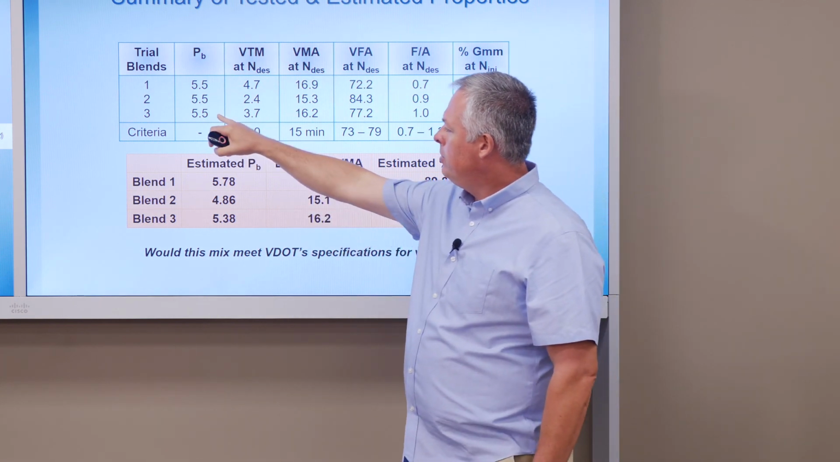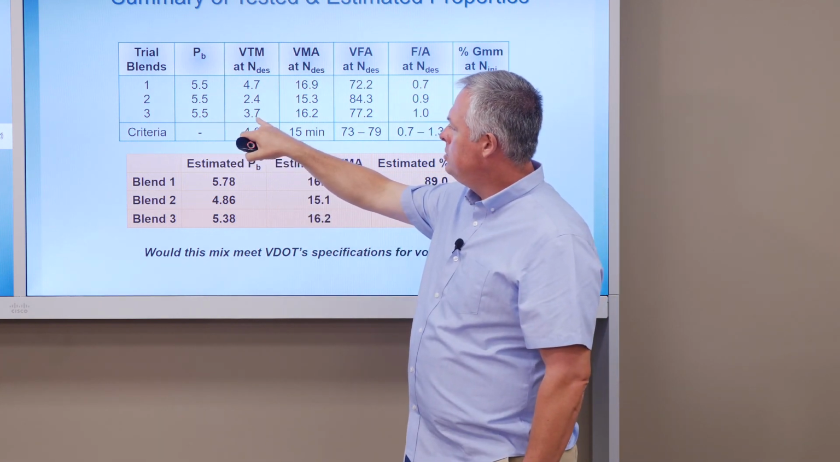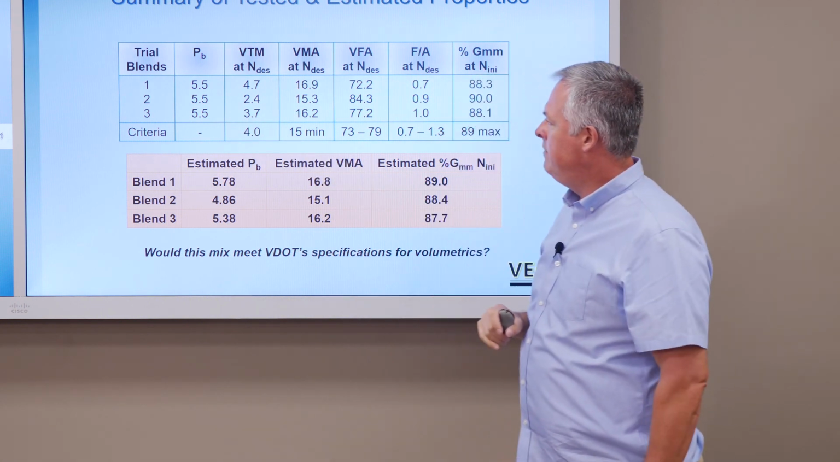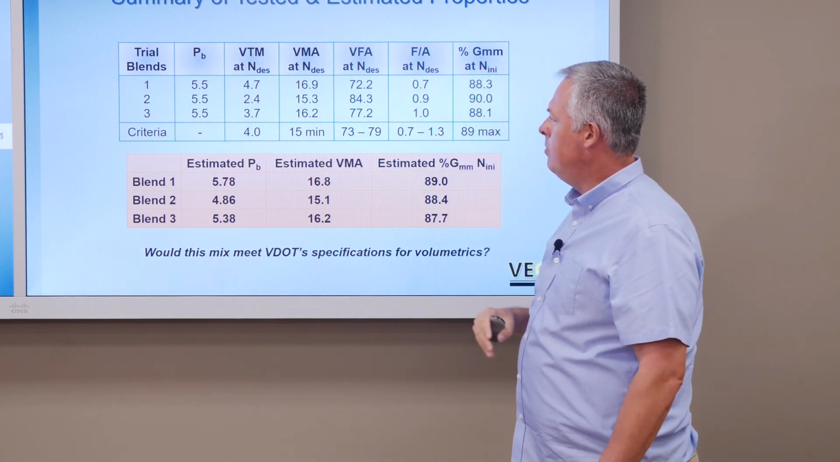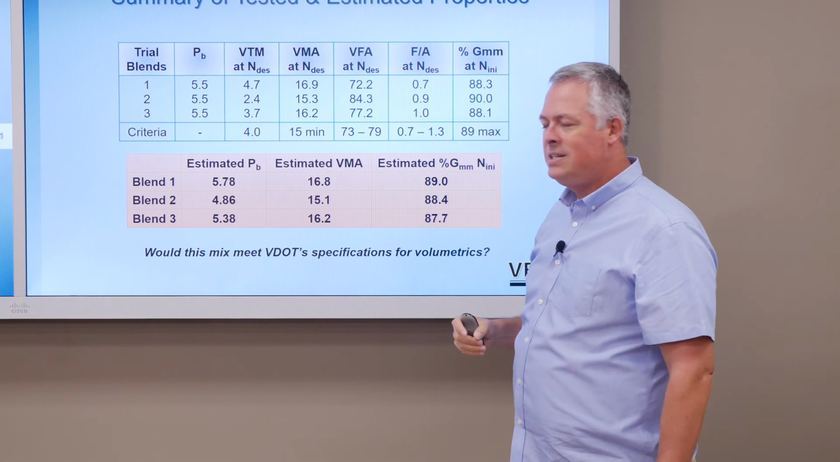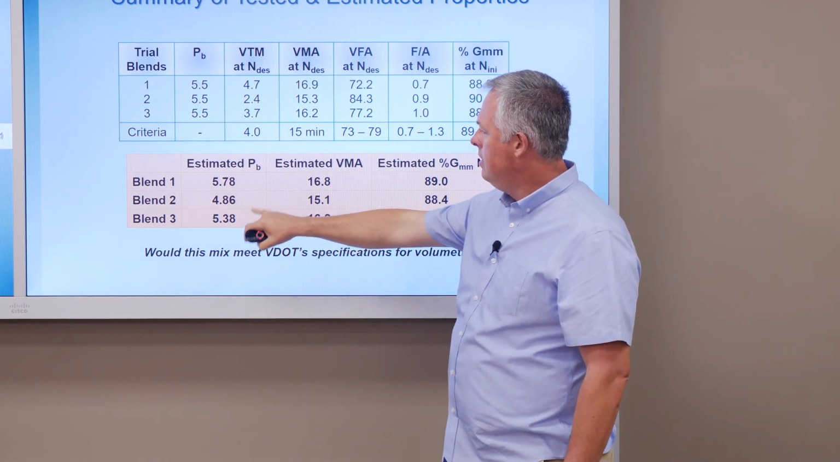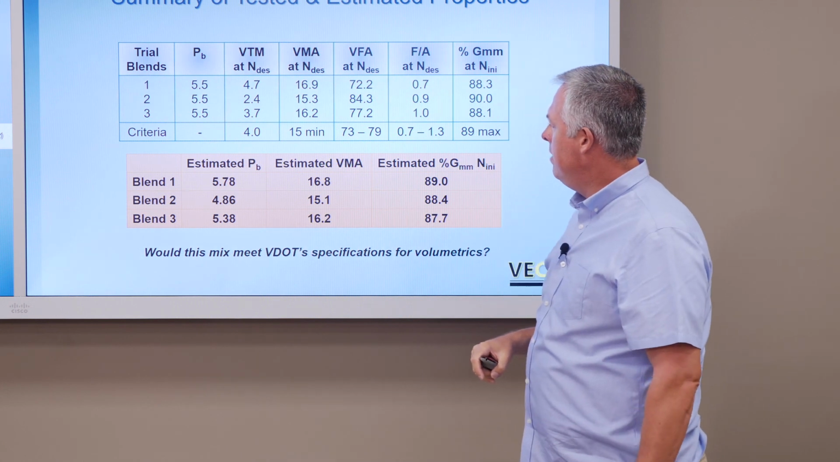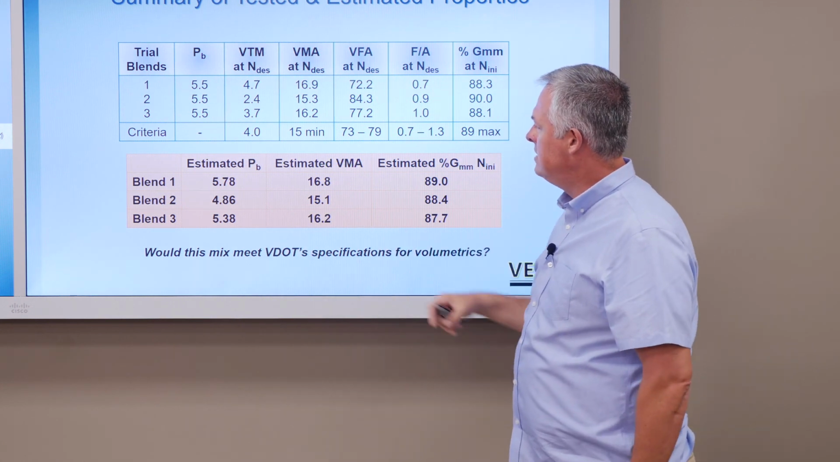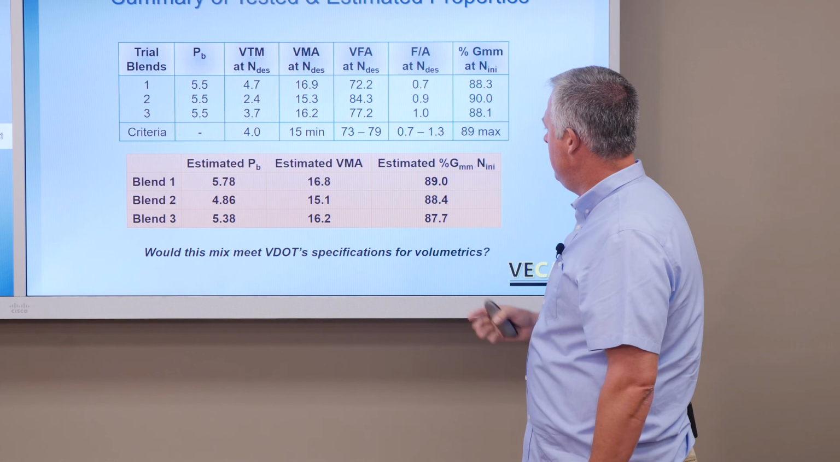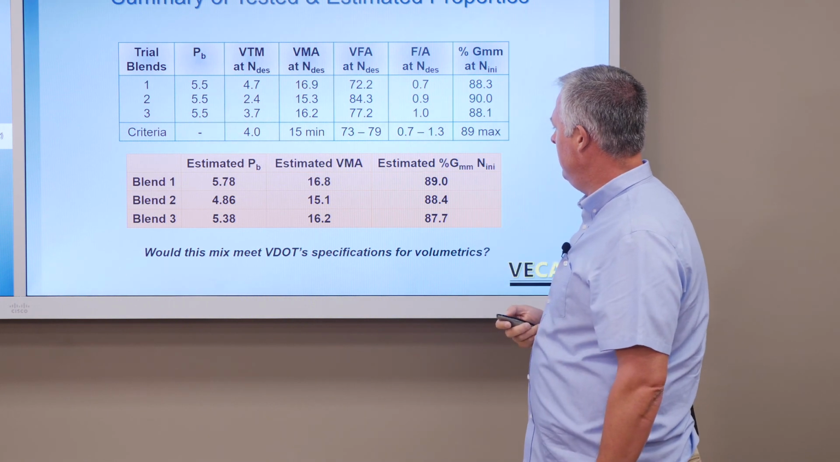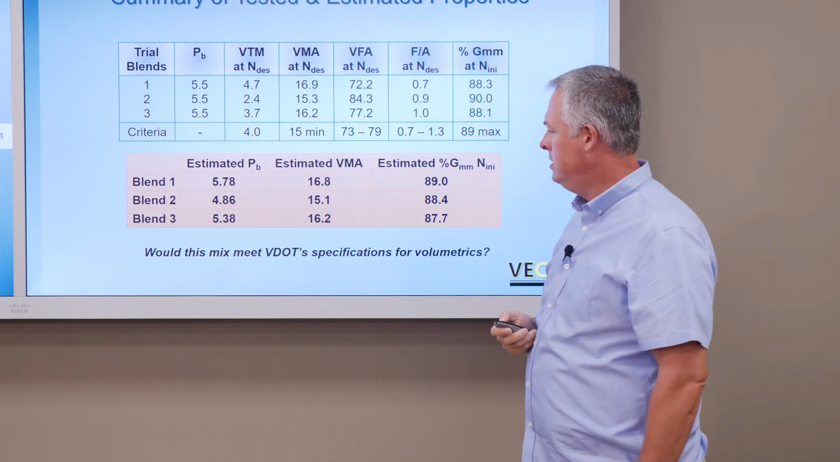Finally, our blend 3, we were already pretty close to 4%. We got a 3.7 at Ndesign, so we're having to drop just a little bit of liquid, and as you can see, it did drop just a little over 1/10 to get us to 4%. Our estimated VMA stayed the same at 16.2, and our estimated GMM at initial is 87.7.